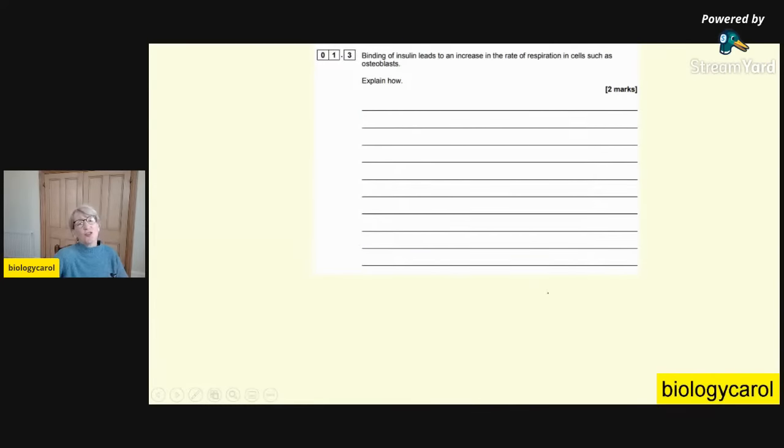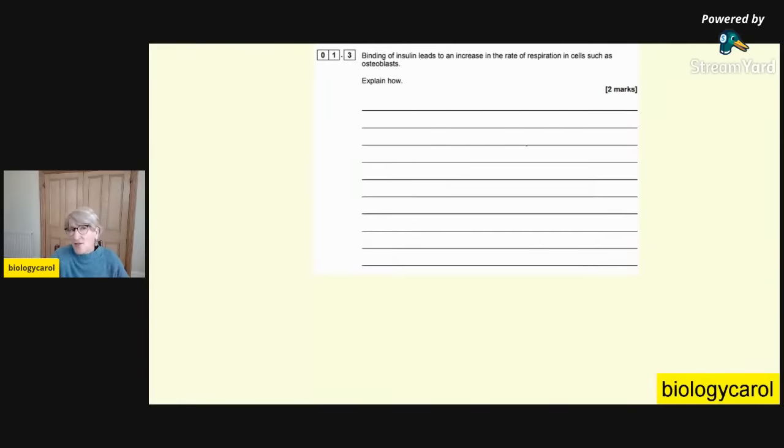Okay, on to question 1.3. Binding of insulin leads to an increase in the rate of respiration. Explain how. So I just want to point out here that the binding of the insulin is where the start of your answer needs to happen. And you have to finish your answer relating it to an increase in respiration.